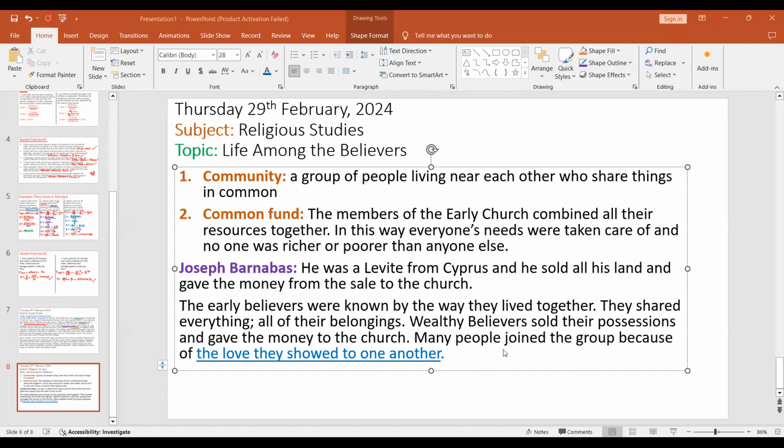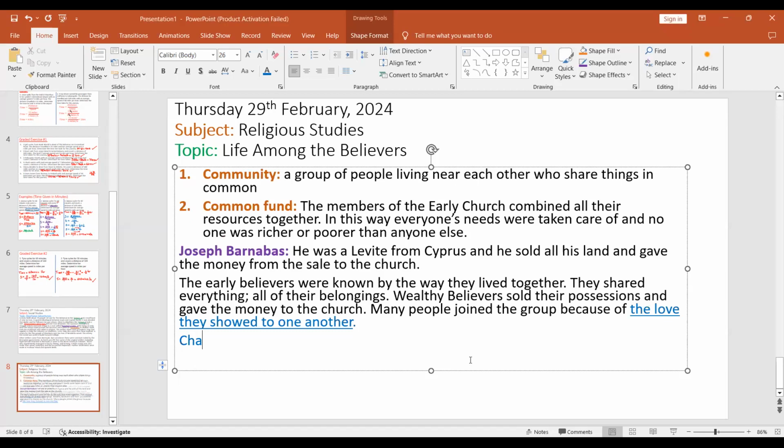Interesting dialogue. So, characteristics of the early church. Number one, it was a church of fellowship.